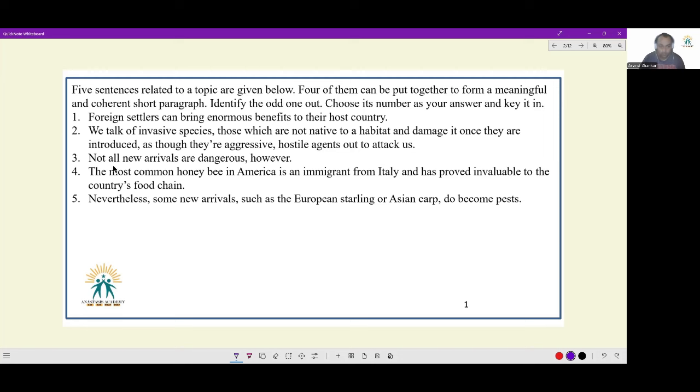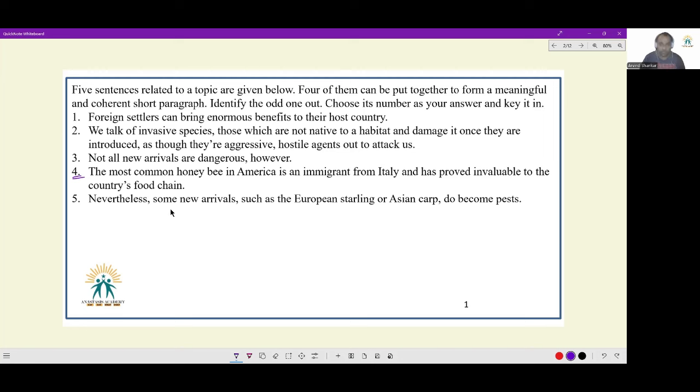Statement 3. Not all new arrivals are dangerous, however. Okay, so this seems like a switch from negativity to positivity. The most common honeybee in America is an immigrant from Italy and has proved invaluable to the country's food chain. Okay, 4 seems like something that can come after 3 or something that can come after 1, because this is again positive. After 1, it would be an example. After 3, it would be advancing that point.